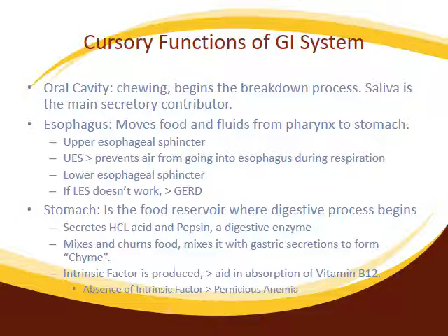Then it goes through the esophagus, and this is where it moves food and fluids from the pharynx to the stomach. We have two esophageal sphincters. One is the upper esophageal sphincter, or UES. That prevents air from going into the esophagus during respiration.